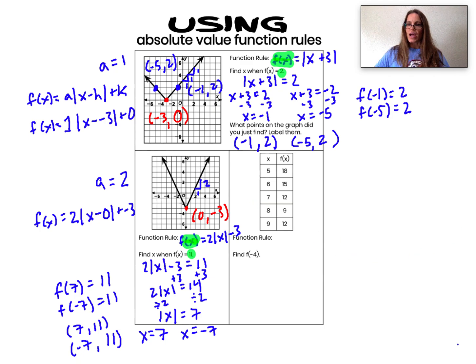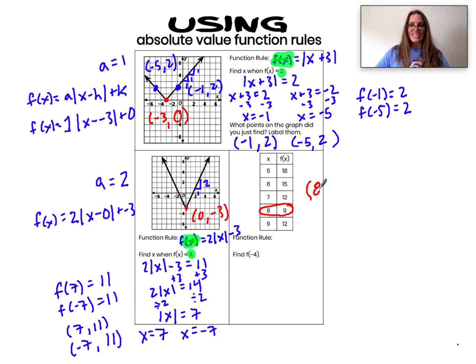Last example, we are writing an absolute value function rule or equation from a table. I have the same process as for a graph. I need to find the vertex and the right branch slope. When I'm looking for the vertex, I'm looking for the point where the slope goes from negative to positive or positive to negative. Negative, down 3, negative, down 3, negative, down 3, oh, positive, up 3. So that turning point occurs right here. You can also look for the value of f of x or y that only occurs once, with symmetry on either side.